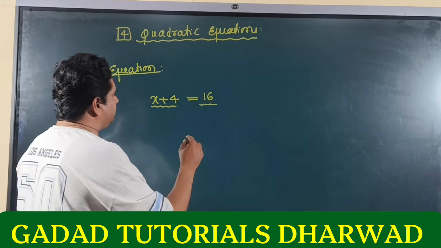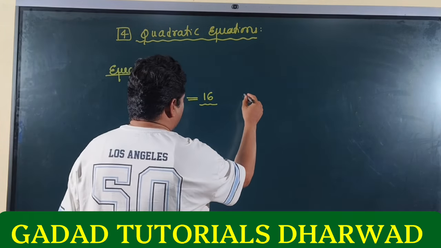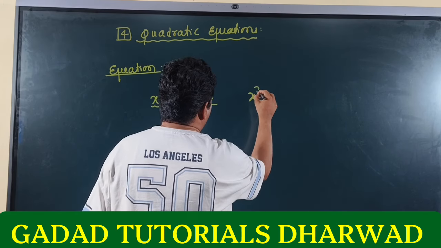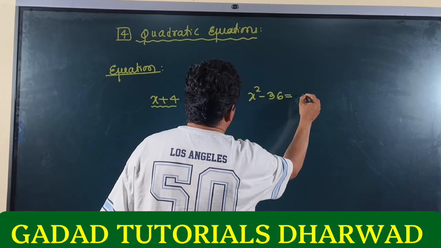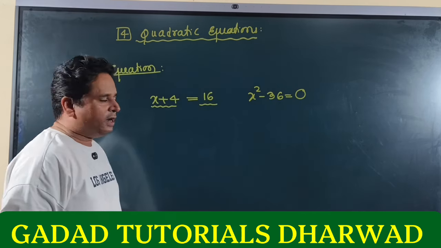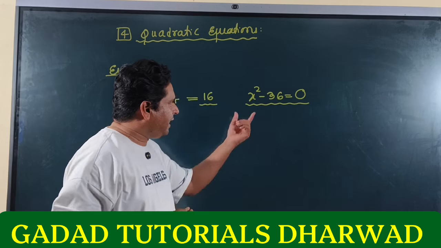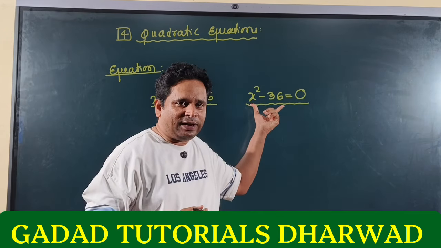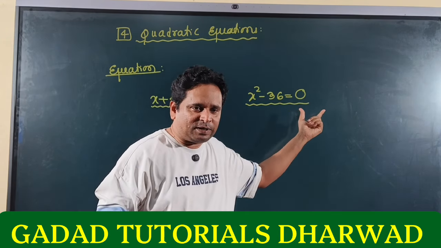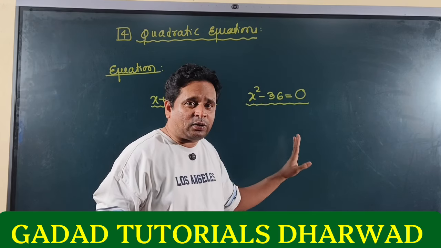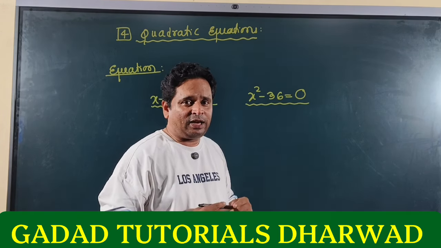Now there is one more equation. See here, x square minus 36 is equal to 0. It is also an equation. X square minus 36 is one expression, 0 is another expression, both the expressions are equal, that's why we say that it's an equation.